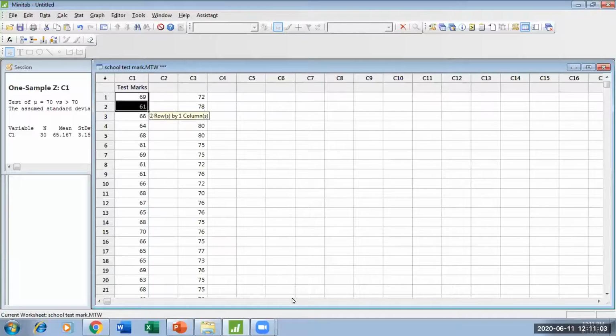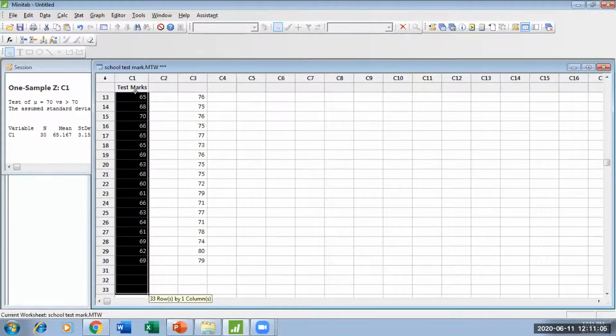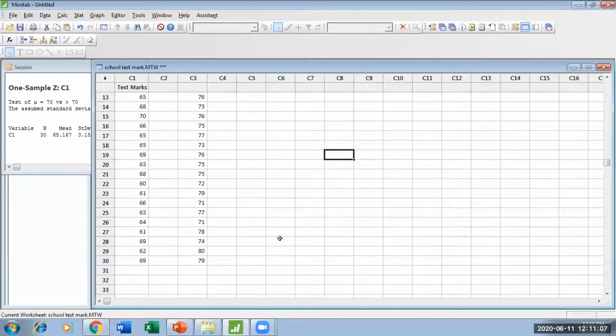Column C1 contains my sample data. I have randomly selected 30 students from the school, right? And then their marks I have recorded here. So the 30th student's mark is 69. It is contained in the column C1.